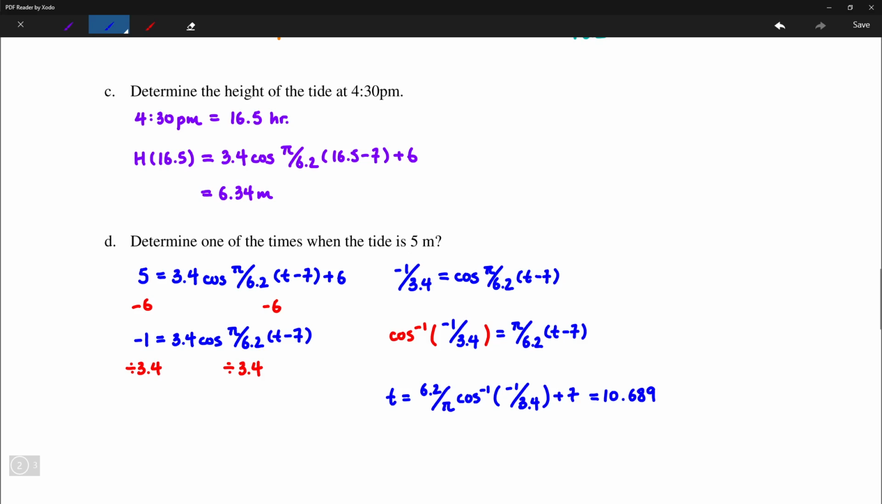10.689. So what we can do is, well, 10 parts means it's 10 a.m. And then we can take the decimal part, which is 0.689, and multiply it by 60, because there are 60 minutes in 1 hour, and that will give us 10:41 a.m. So that's one of the times where the tide will be 5 meters.